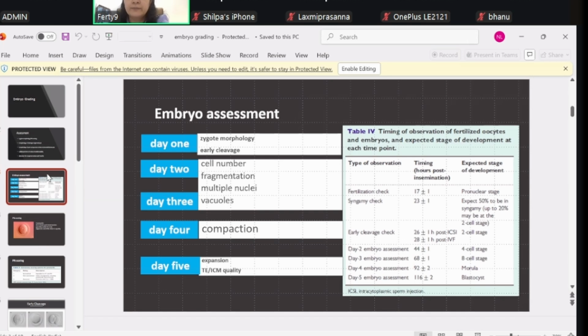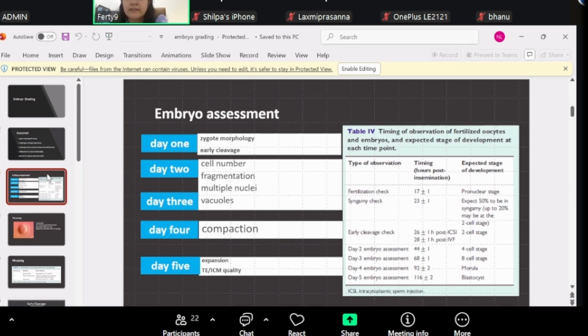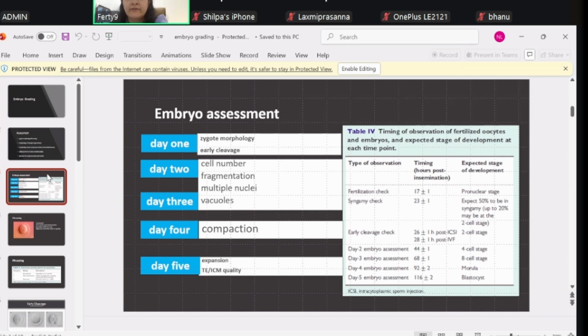Then day 2 embryo assessment we do at 44 hours, and day 3 at 68 to 72 hours. Day 4 embryo assessment is at 92 plus or minus 2 hours, and day 5 embryo assessment at 106 plus or minus 2 hours. So day 5, the blastocyst stage, takes around 118 hours from the ICSI treatment.